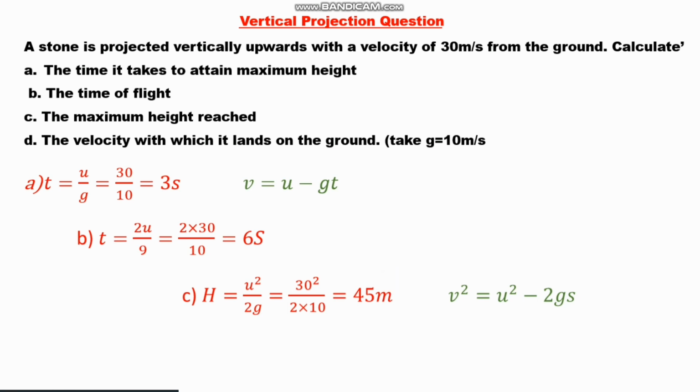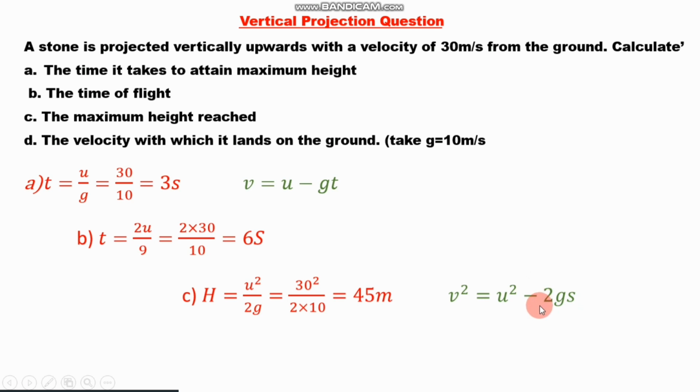Also, we are going to look at the fourth part of the question, which is the velocity with which it lands on the ground. When the stone moves upwards, it reaches the maximum height where it appears to be at rest, then it comes back. As it comes back, it increases its speed, and we obtain that speed using this formula. Remember, when it goes up and comes down, there is no displacement. So displacement in this case is 0, because it has returned to the initial position.